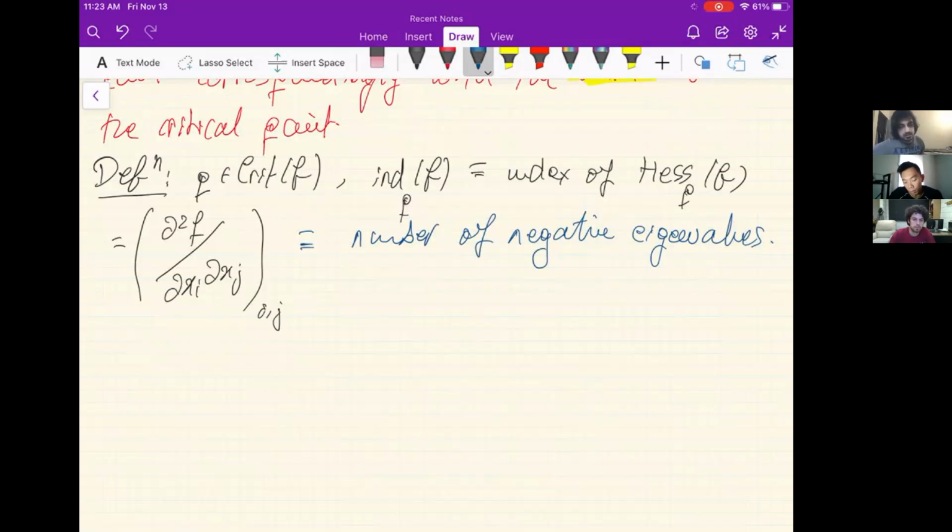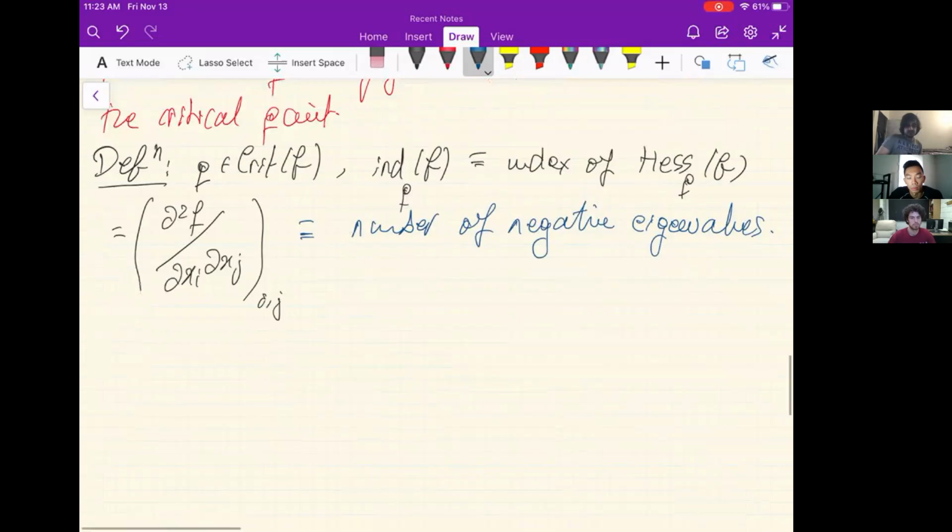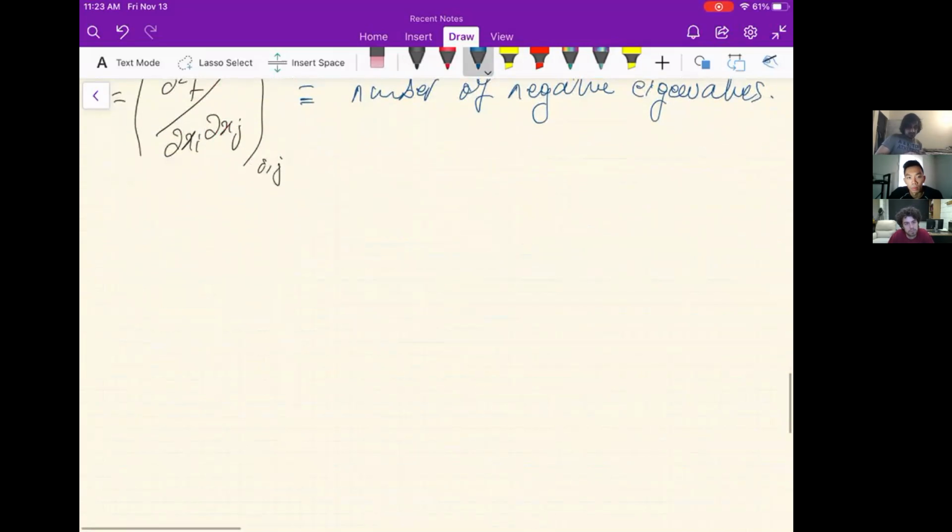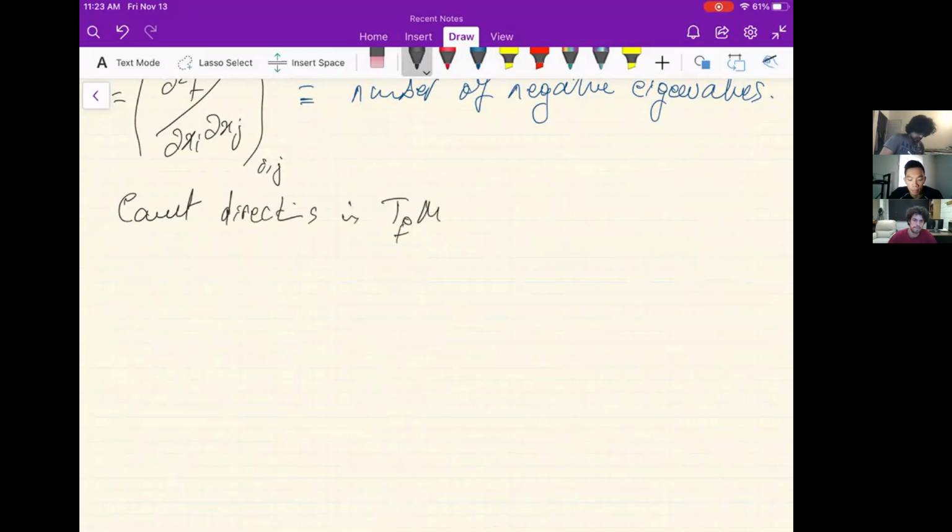The geometric motivation of index is more that you count the number of directions in your tangent space where f is decreasing. So let me just write it like this: count the number of directions in T_pM where f is decreasing.